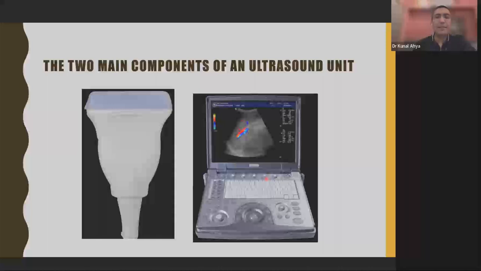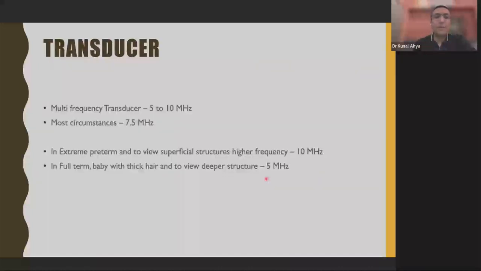Previously you had learned that for echocardiography you need a sectoral probe, because you have a very small window from which you can see the structures, that is the heart. It is a very narrow footprint, and you use higher frequency probes. For head ultrasound also, 5 to 10 megahertz is the ideal frequency. You can have a single probe with multiple frequencies, and in most circumstances 7.5 megahertz is the ideal frequency for head ultrasound.